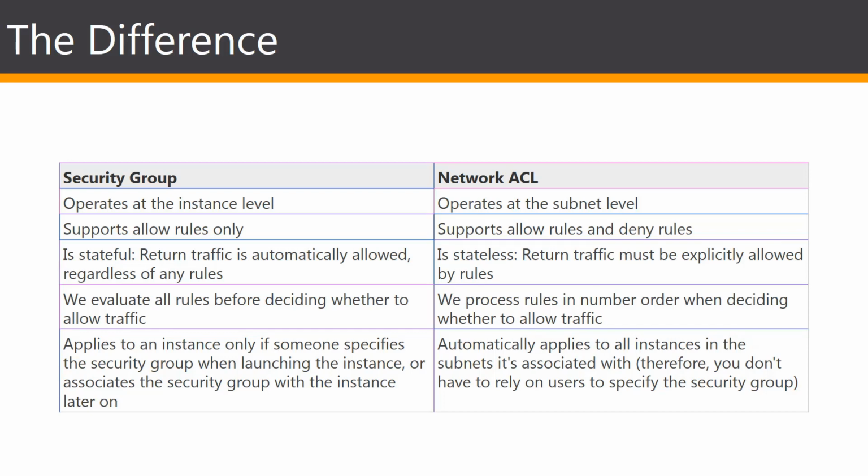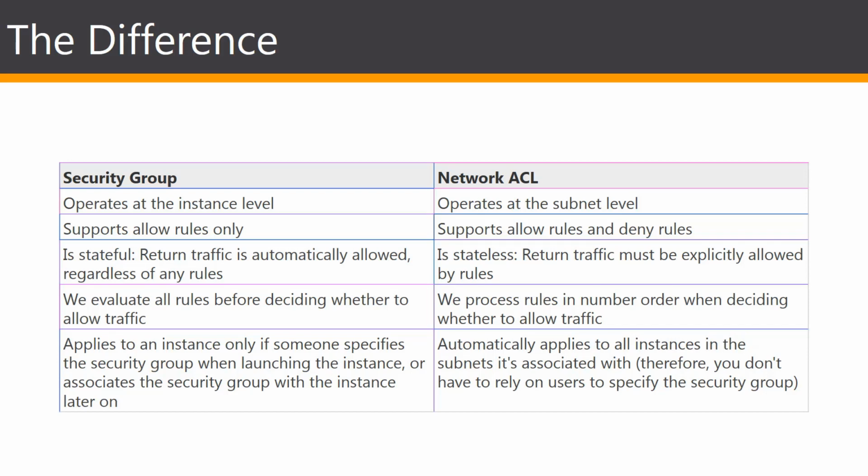Each instance in your VPC could belong to a different set of security groups. Now, if you don't specify a security group when you launch an instance, the instance automatically belongs to the default security group for the VPC. You can secure your VPC instances using only security groups. However, you can add network access control list as an additional layer of defense.